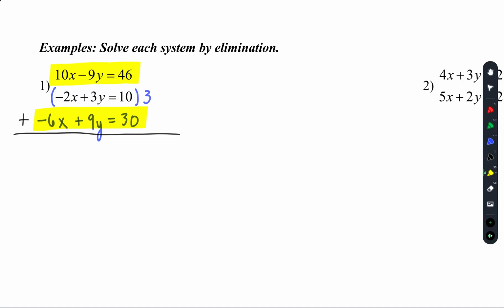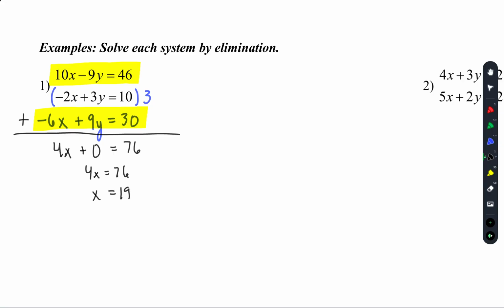So now when I add it, I get 4x plus 0, which was the whole point. And then I do 46 and 30, which is 76. And now it's just an equation with x, and it's easy to solve. Hopefully 4x goes into that. Otherwise, I'm going to cry. Because I got 19. Is that legit? Hopefully. So you would set 4x equals 76, and you get x equals 19.